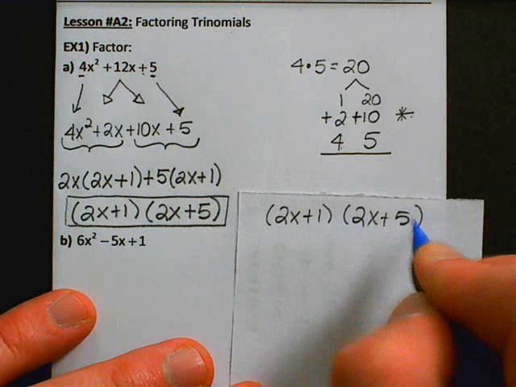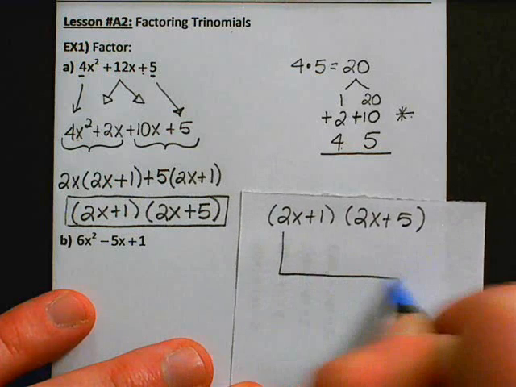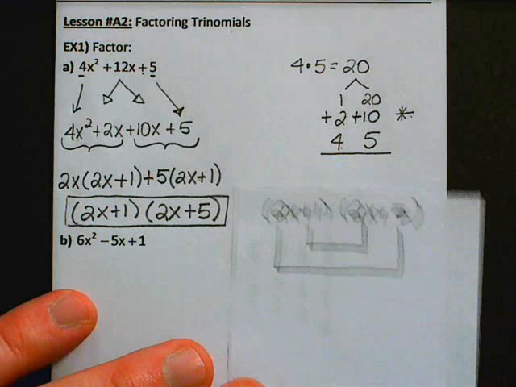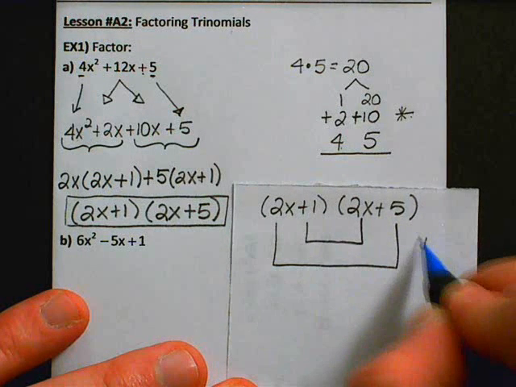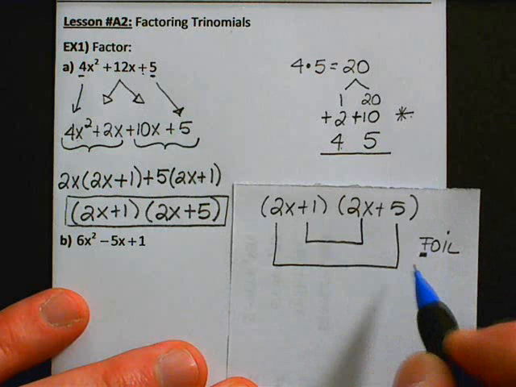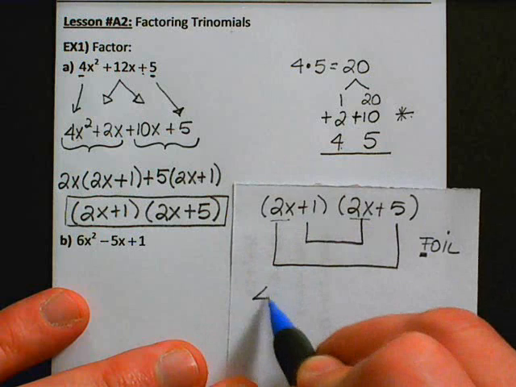And let's multiply. We're going to multiply by using something called FOIL. I don't know if you remember. And FOIL, the way it works is the following. FOIL stands for first times first. So we're going to do first times first equals 4x squared.